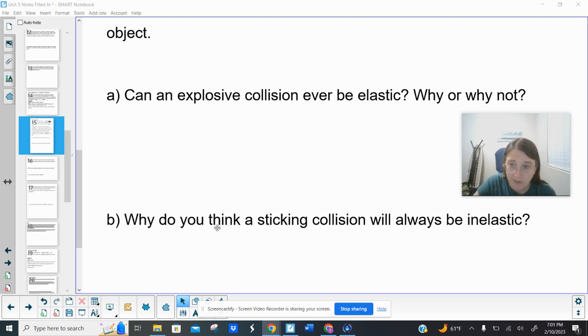We're going to stop there, but all I want you to do is look at these questions A and B, and we're going to talk about these on Monday. Think about, again, elastic means the kinetic energy from before equals the kinetic energy afterwards. So think about, can an explosive collision ever be elastic? Why or why not? And then B, why do you think a sticking collision will always be inelastic? These kind of go hand in hand. So try and come up with some answers to those questions. Look at the formulas for explosive and sticking collisions, and then again, think about what it means to be an elastic collision versus inelastic. We'll come back to this on Monday.